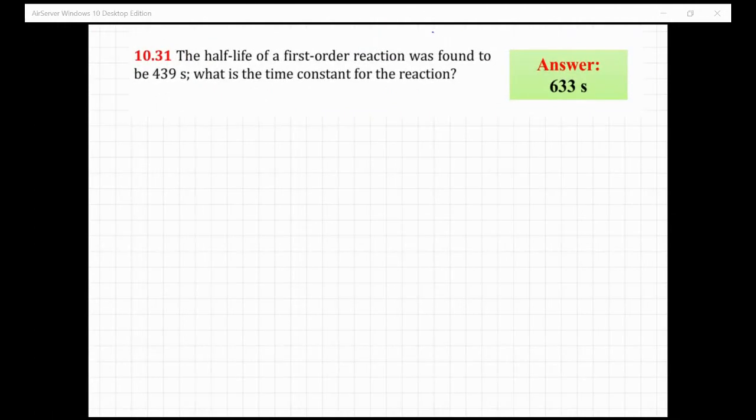It says the half-life of a first order reaction is given. Again, I'm talking about a first order reaction. What is the time constant? So we have the half-life, T half, equal to 439 seconds, and it is first order. So it is important. Now I want tau. Tau is equal to what?